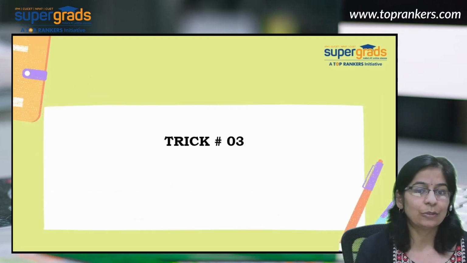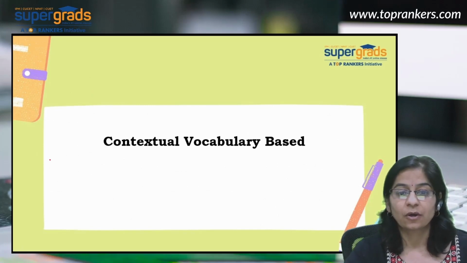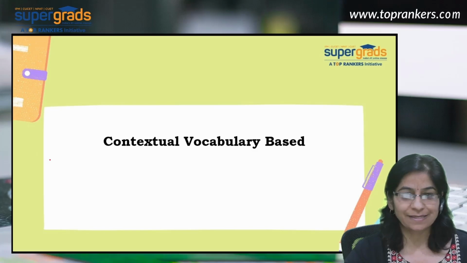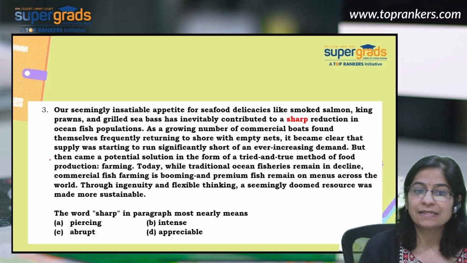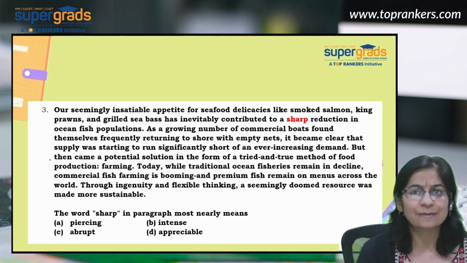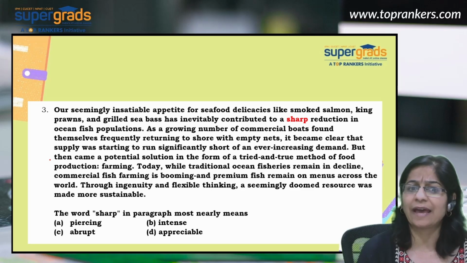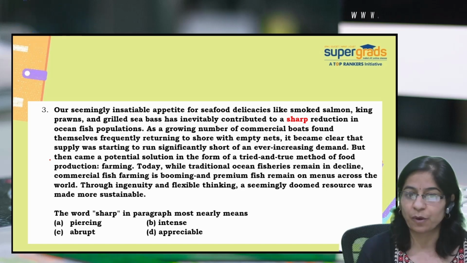Now let's take a look at trick number 3 to solve the contextual vocabulary based question. So here is your question and the passage. A seemingly insatiable appetite for seafood delicacies like smoked salmon, king prawn, and grilled sea bass has inevitably contributed to a sharp reduction in ocean fish population.